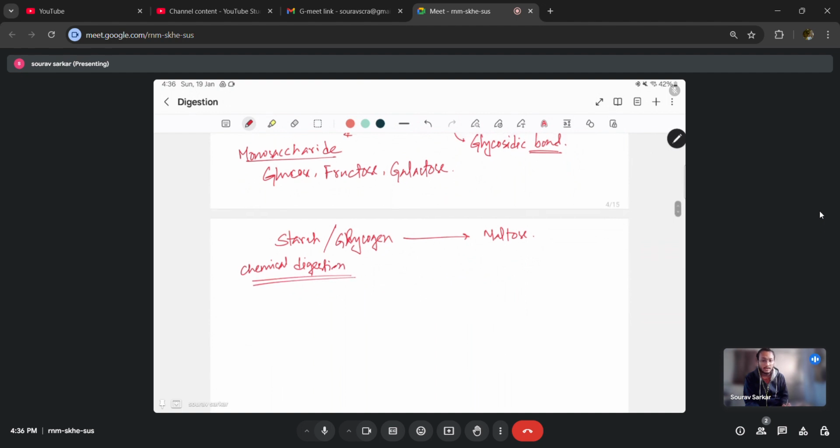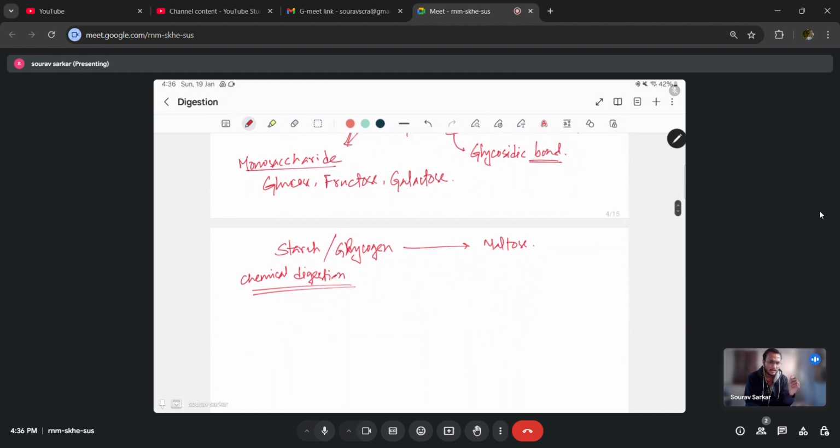Chemical digestion means where chemicals, meaning enzymes, help in breaking down the food. In the mouth or buccal cavity, we can also see mechanical digestion. What is the mechanism of mechanical digestion? It is where we use muscle or any part of our body, or any organ, to break down the food without using any chemical.